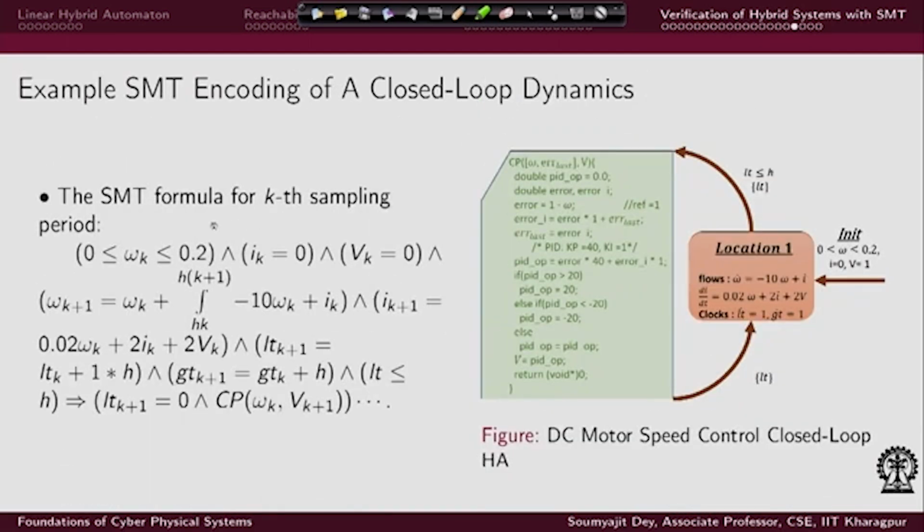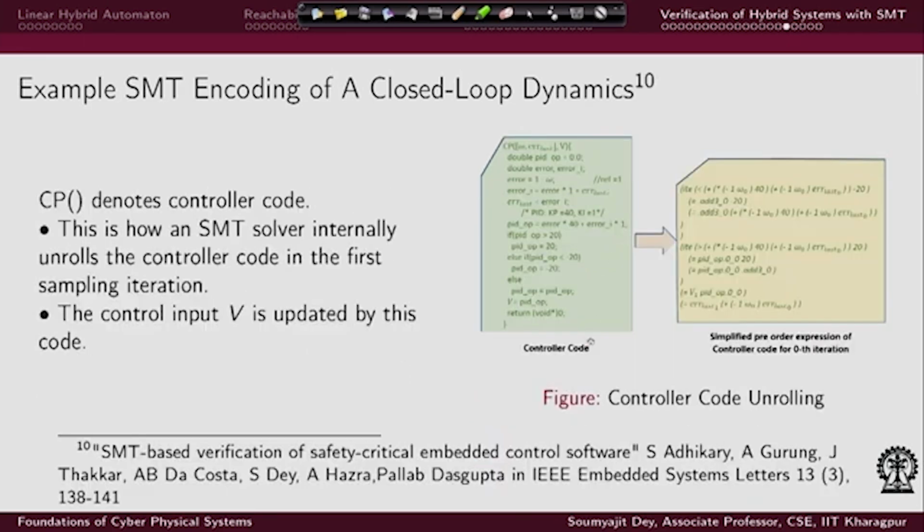So, finally, you will have an SMT formula for up to some kth sampling period, which will look like this. You can just check it out later on. We are just showing it as an example, and we also have a tool for this setup of how to check a controller and a plant combination in closed loop for desired properties. There is a website where that tool is hosted, and you can find that website referred to inside this paper.